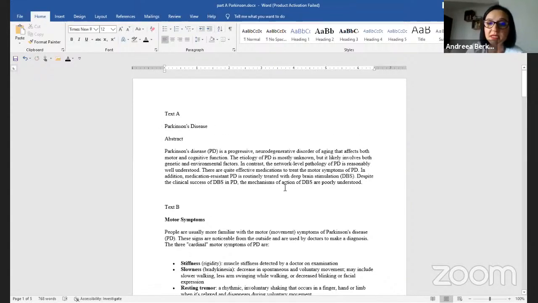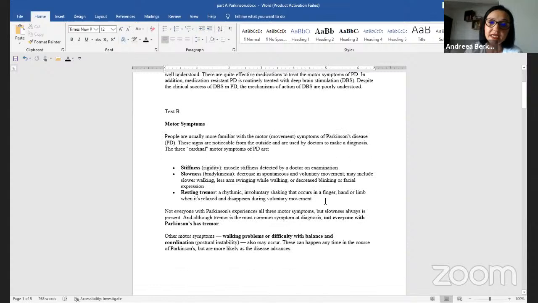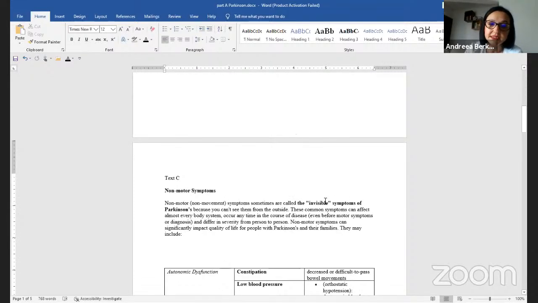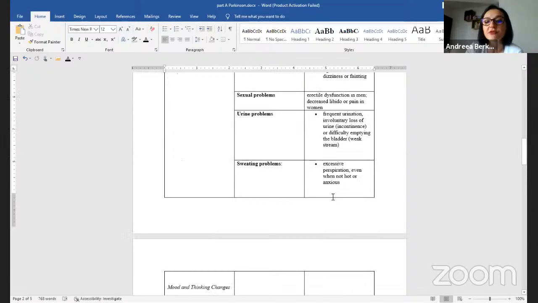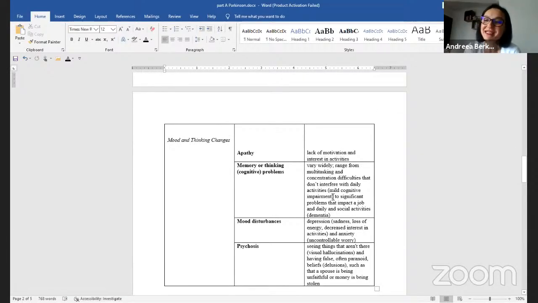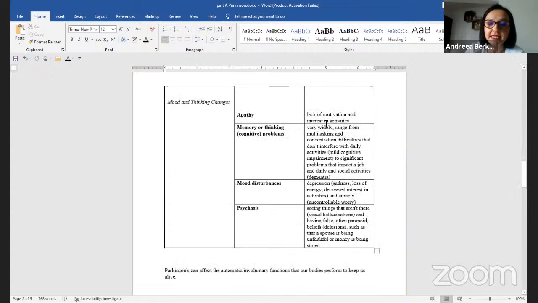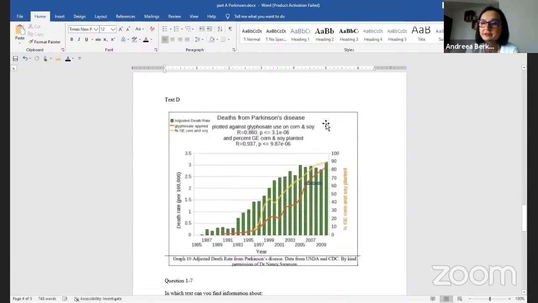Text A is an abstract, meaning a short description of the disease. Text B is about motor symptoms. Text C is about non-motor symptoms, and you also have a table. Tables are quite good to have, because they are very easy to read and it's very easy to find information. And text D is a bar chart. Bar charts, graphs, diagrams as well are quite good to have as a text, because again, the information is quite visible and easy to read. It's easier to find information in a table or in a graph than in a big text.